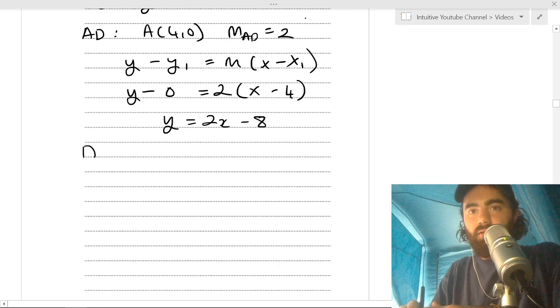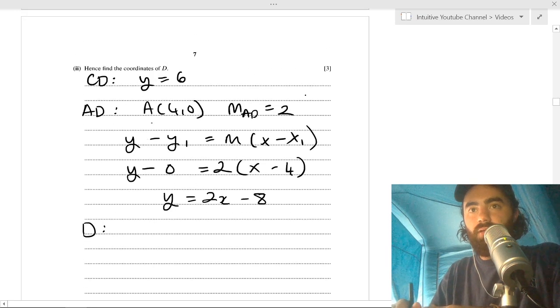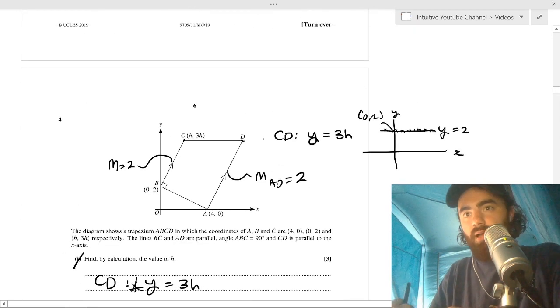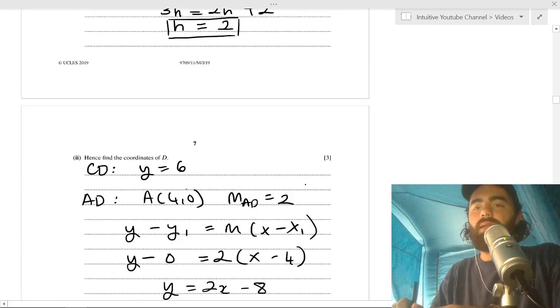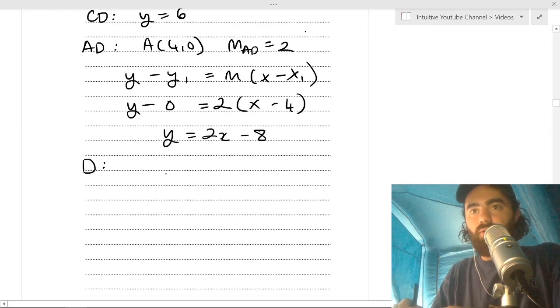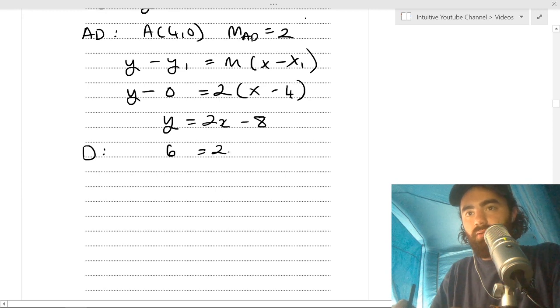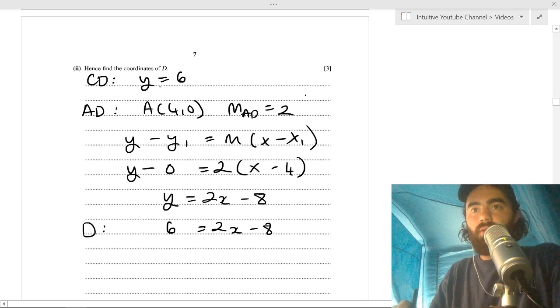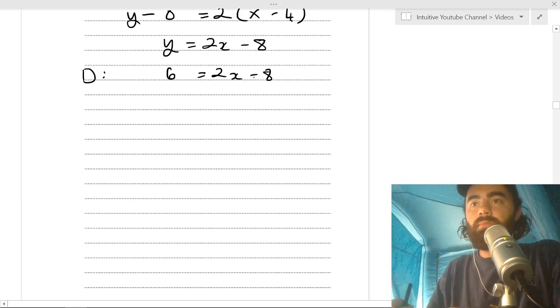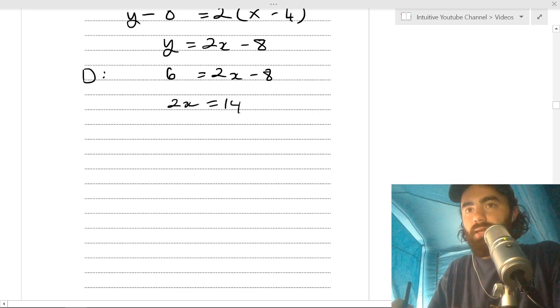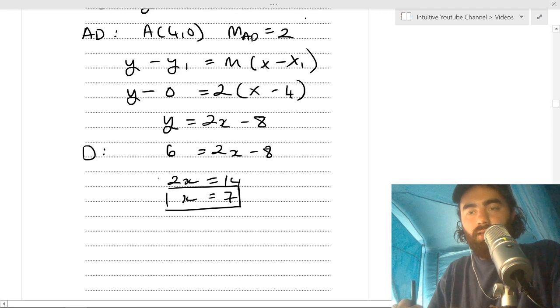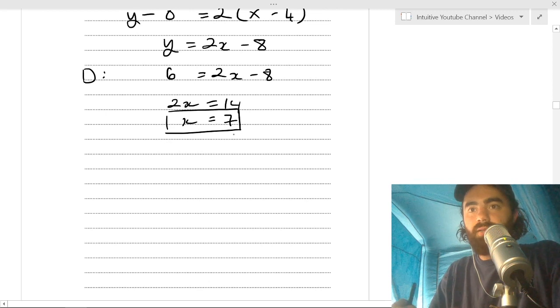So D is going to occur when these two intersect. When this line CD intersects with this line AD, we get the point D. So let's just equate these two. We get 6 equals 2x minus 8. Take this over, we get 2x equals 14, so our x equals 7. So the x coordinate of D is 7.